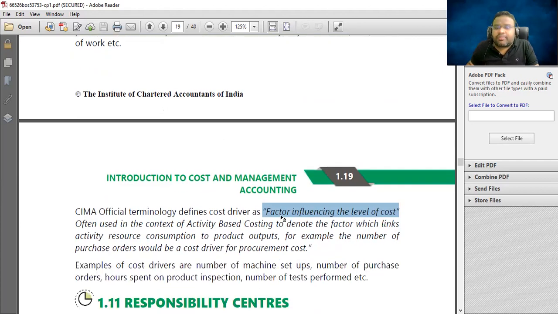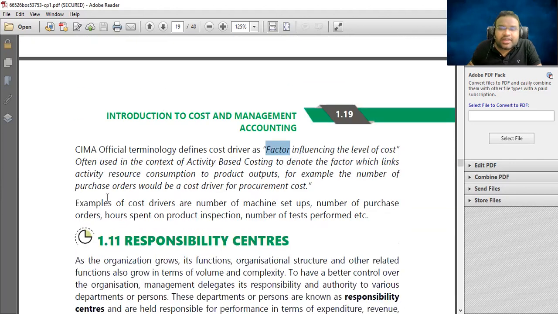Now, in simple understanding, it is a factor influencing the level of cost. What is my factor here? Number of purchase orders is a factor. And it is influencing which cost? Ordering cost. Number of inspections is my factor, which is influencing my inspection cost. So this is what we call cost drivers. Examples of cost drivers are number of machine setups, for setup cost.